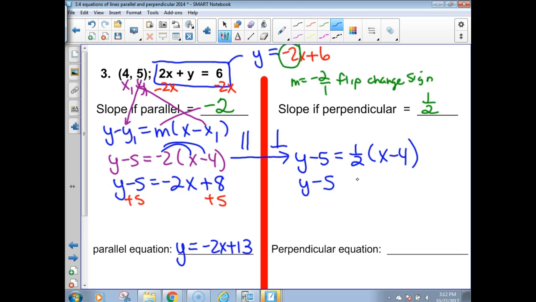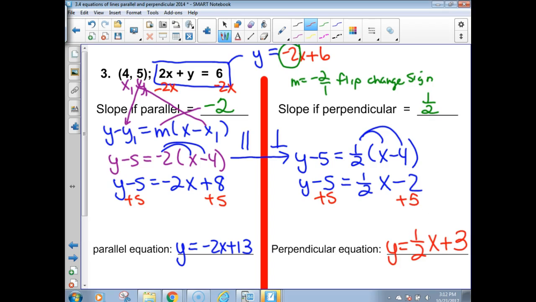And then the perpendicular line, distribute a half with 1/2 times x minus 4. Minus 2. Okay. You can always type it on your calculator, but I'm really thinking if you do 1/2 times 4, you should know that it's taking half of 4. Add 5 to both sides. Our equation is y equals 1/2 of x. Negative 2 plus 5 would be positive 3. Did I go too fast for anybody?